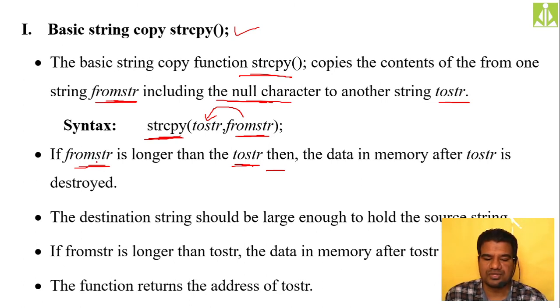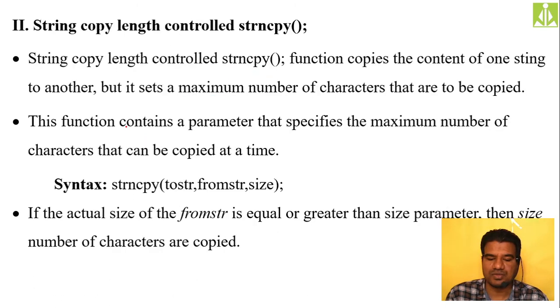If the from string is longer than the to string, the data memory after the to string is destroyed. The function returns the address of the to string. Basically, it will return the address of the to string.